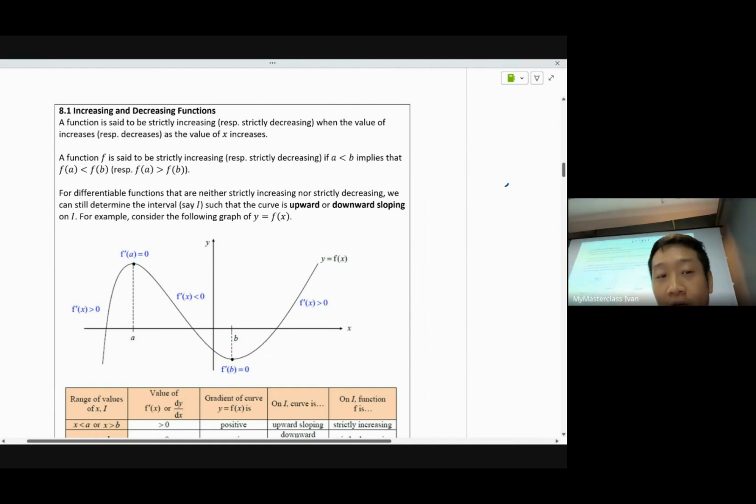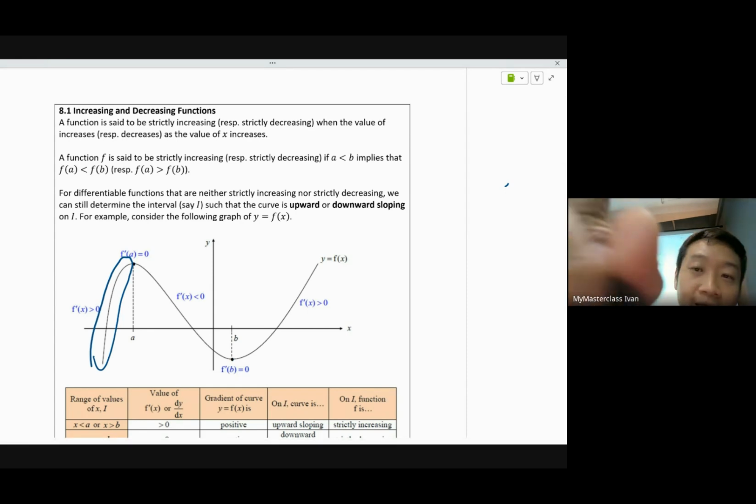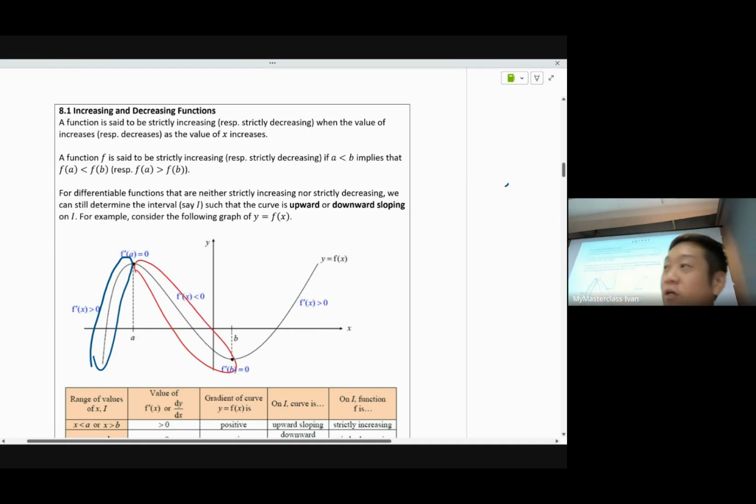This is called the increasing, decreasing function. Can you see that anything over here is going upwards, right? So Isaac, is this increasing or decreasing? Increasing. Anything over here going downwards, right? Is this increasing or decreasing? Decreasing, just simple like that.